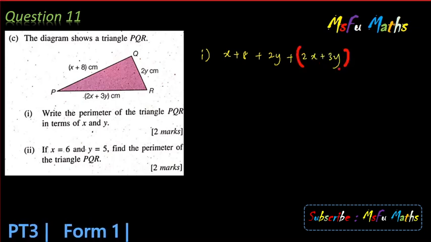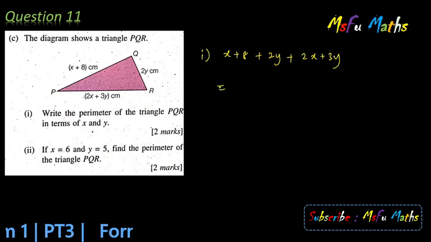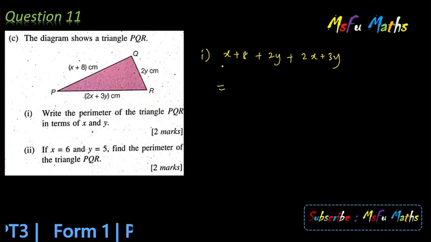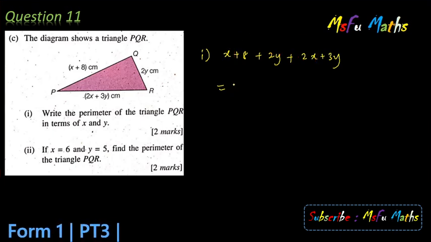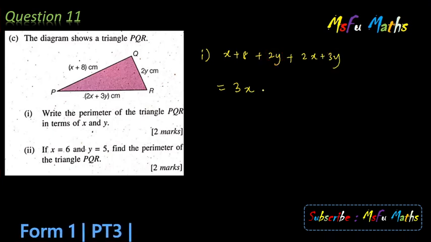Maybe you can put bracket, but I skip the bracket here because here is positive, so no need to worry. But if here is minus, then you have to put it in a bracket. If plus, it's okay, you just ignore the bracket. So when we have like this, here is plus, plus, plus. Remember, when you want to add, you only can add like terms. Let's see whether we have like terms. I have one x here, and I have another x, 2x. So x plus 2x, 3x. I'm going to write here 3x. Any more? y and y, 2y plus 3y is 5y.